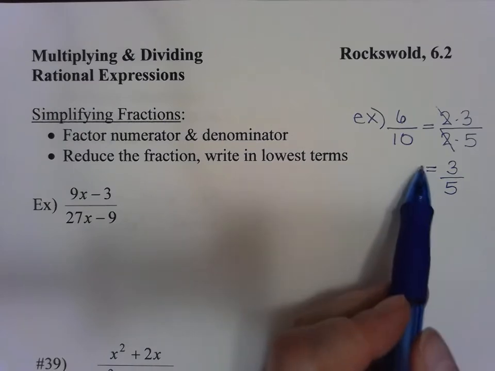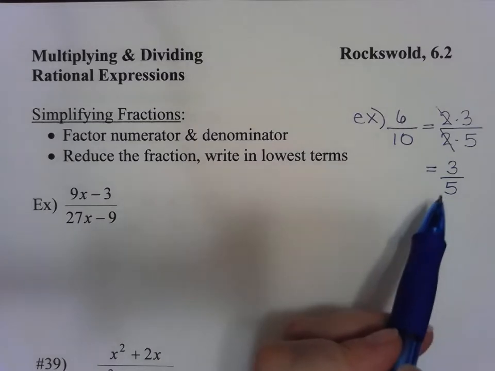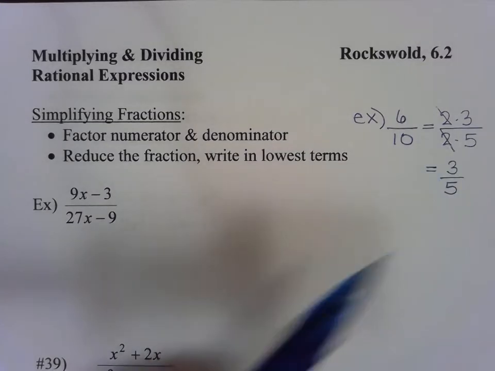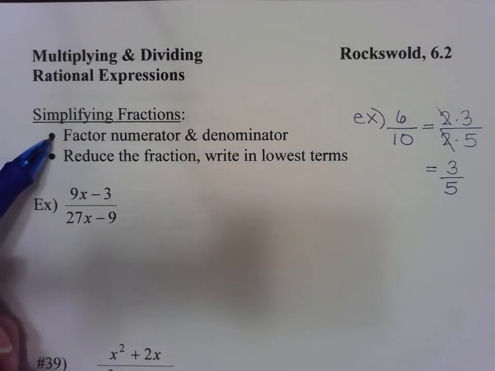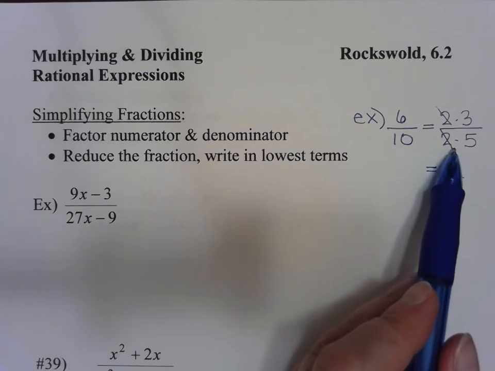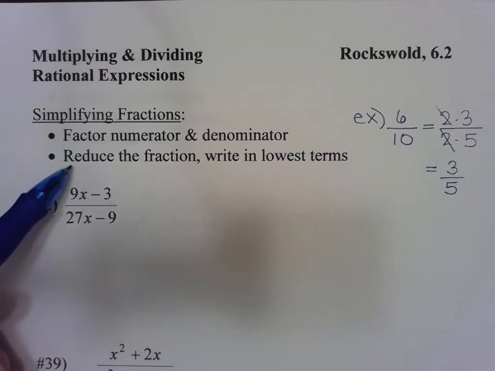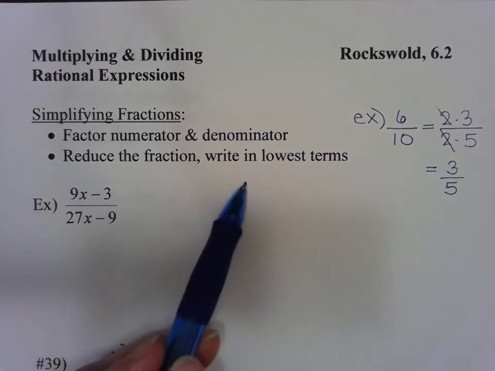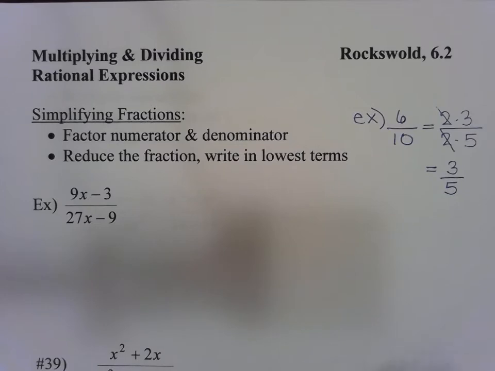This is the process we're going to start with. We're not going to just be using numbers; we're going to have some variables involved. So we're going to use factoring to break up both the numerator and the denominator, just like we did here. And then we're going to reduce the fraction. We're going to cancel out anything, 1 for 1 in the top and the bottom. And then we're going to write it in lowest terms, just like we did here.